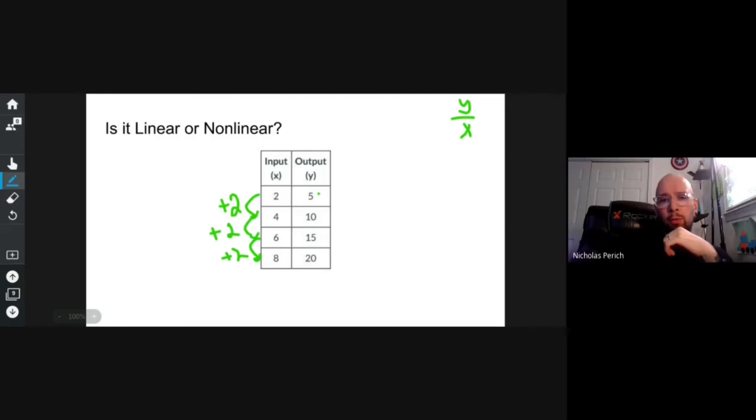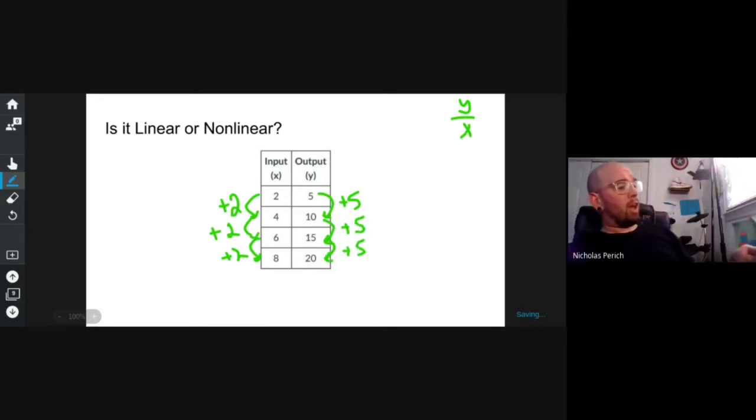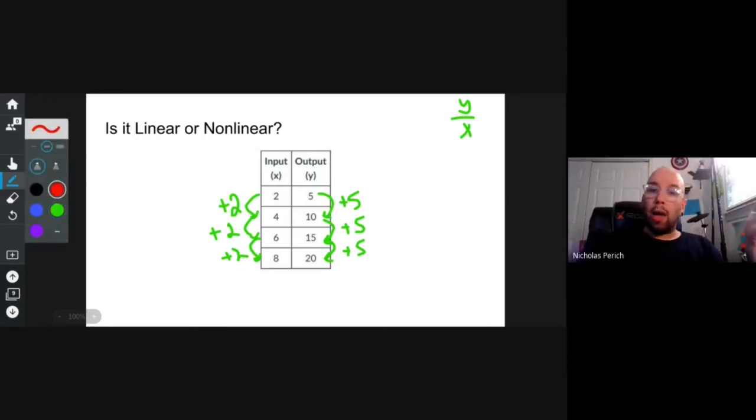My pattern from 5 to 10 is I have to add 5. I add 5 again, 10 to 15, and 15 to 20 is I add 5 again. So on the left, I have plus 2. On the right, I have plus 5. Did it change? Nope. Did it change? Nope. It's linear. I'd rather be safe than sorry because I like to look at y over x.